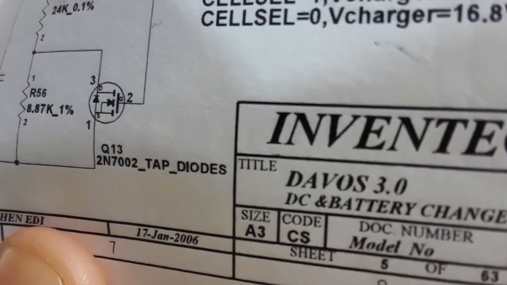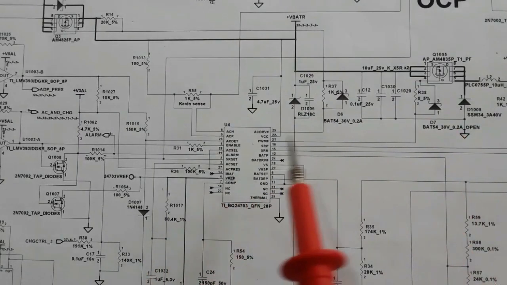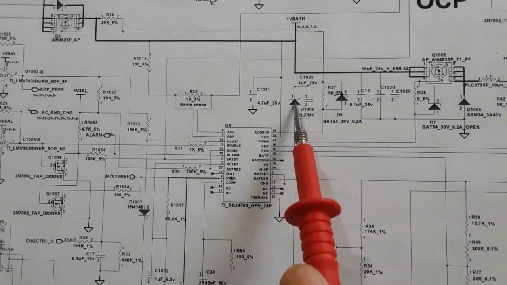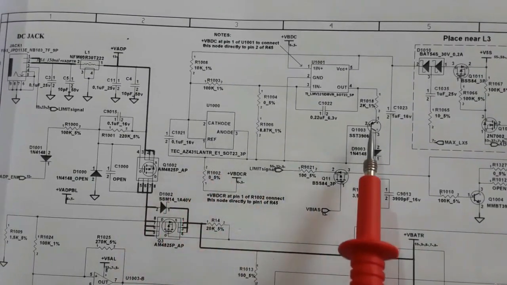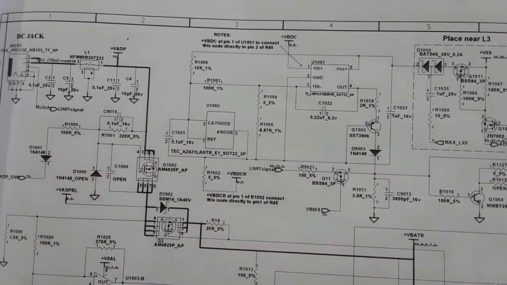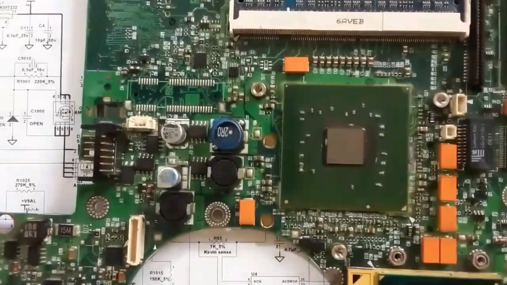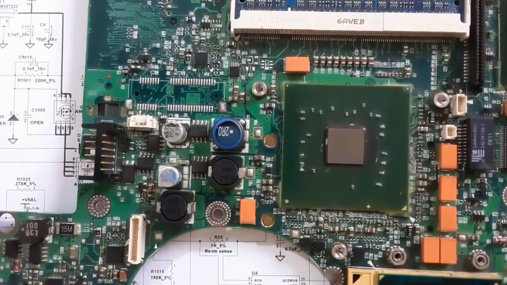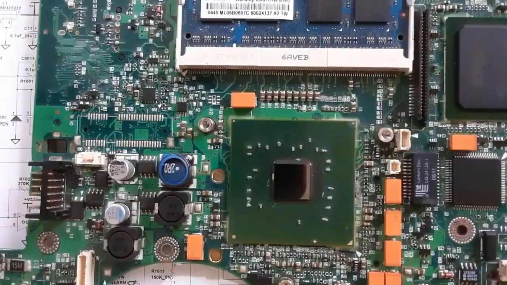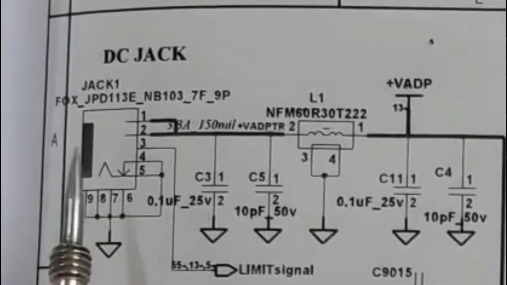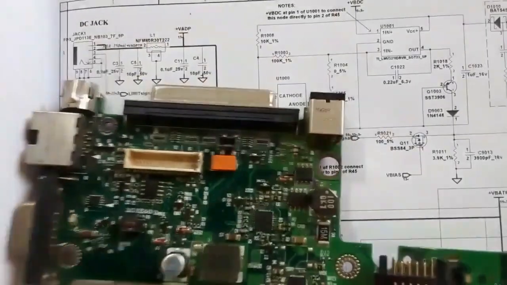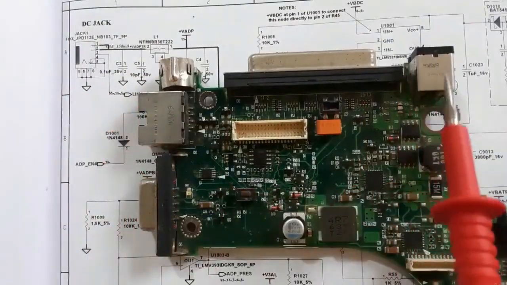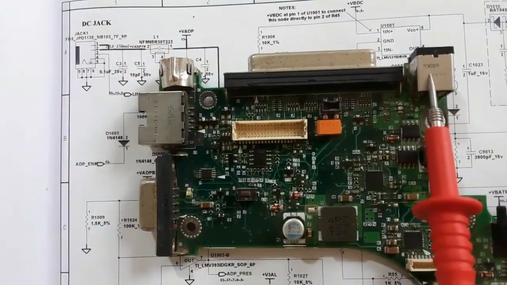So we're going to see the components that may fail in the charge IC circuit. We're going to see all these components in the circuit diagram and in the motherboard. As you can see here, this is the motherboard that we will work on. We will begin with the power jack, the DC jack. Here in the motherboard, this is the power jack.